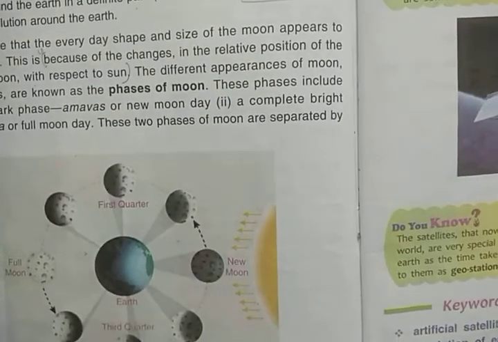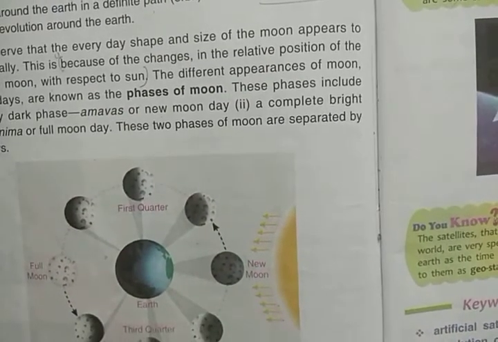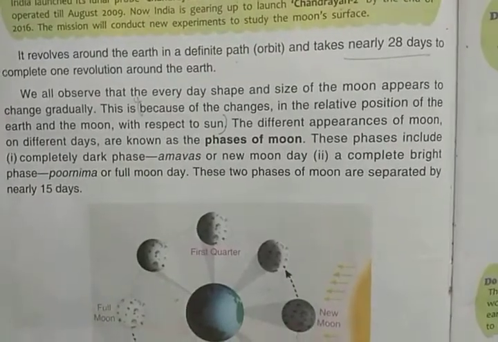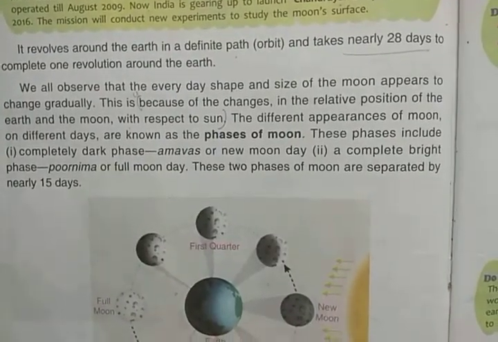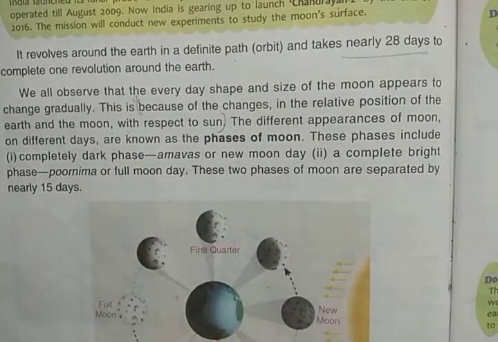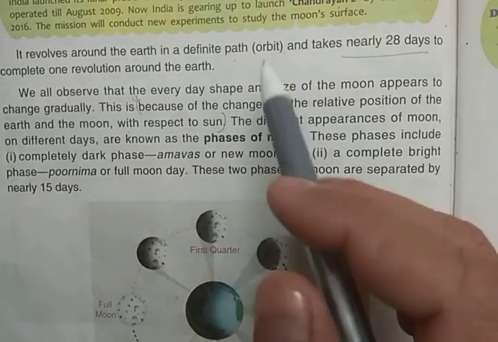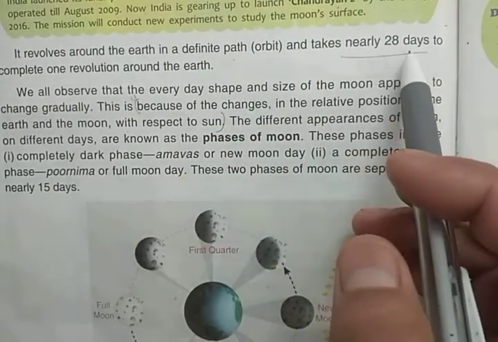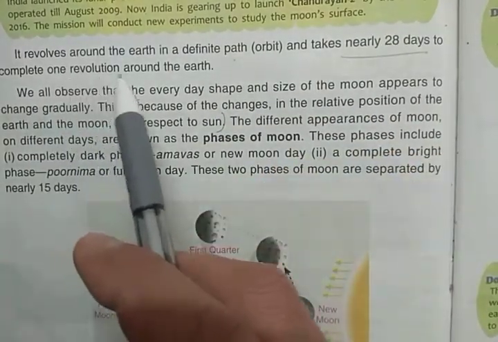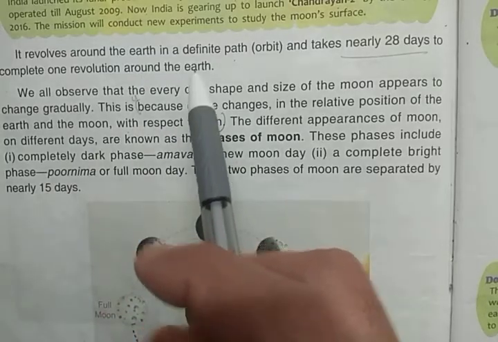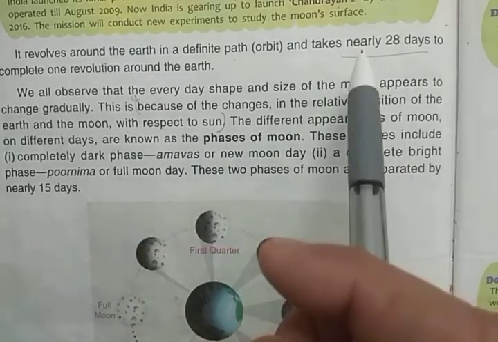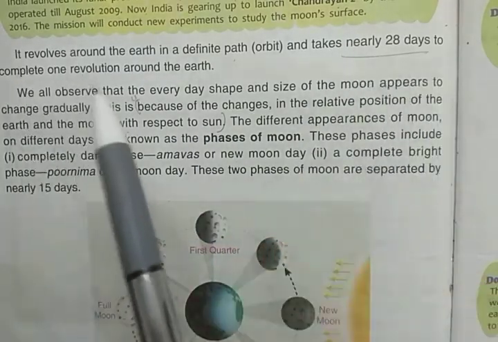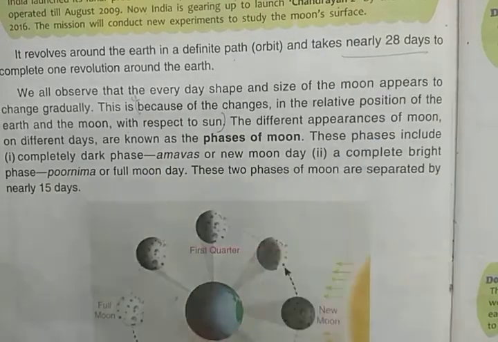And then we have discussed the different phases of the moon. The moon revolves around the earth in a definite path, that is an orbit, and it takes nearly 28 days to complete one revolution around the earth. So how much time does it take to revolve around the earth? That is 28 days.